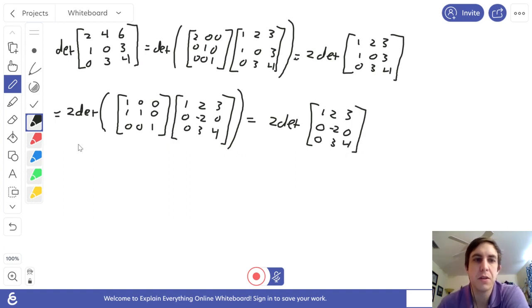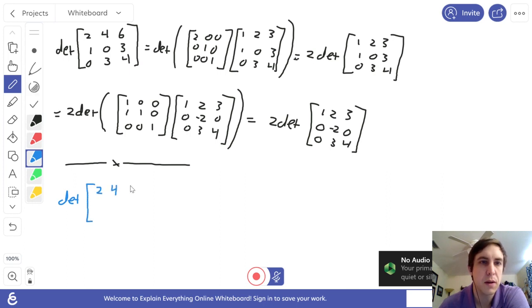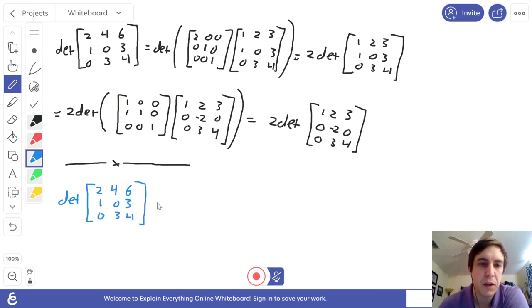And again, as soon as you start doing a few of these, you're going to be skipping this intermediate step here. So in general, what we might try and do is write down the determinant of 2, 4, 6, 1, 0, 3, 0, 3, 4. We would factor that 2 out of the first row, like this. So we'd have 1, 2, 3, 1, 0, 3, 0, 3, 4.